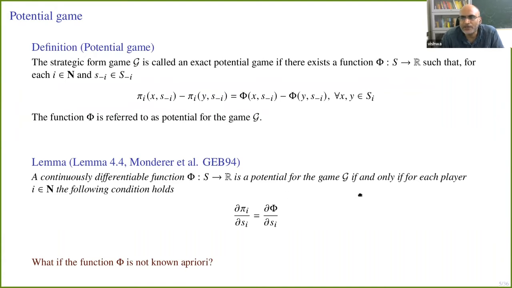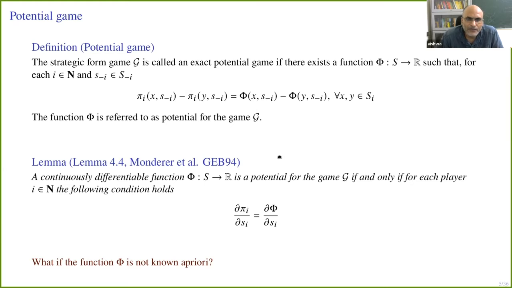But what is a potential game? A strategic form game is called an exact potential game if there exists a function such that for every player i and a set of strategies of other players, the following condition holds true. What this condition says is, if other players fix their strategies at s minus i, and player i varies his strategies from x to y, then the payoff difference should be the same as the payoff difference obtained through this function phi. Then this function is called a potential for the game G.